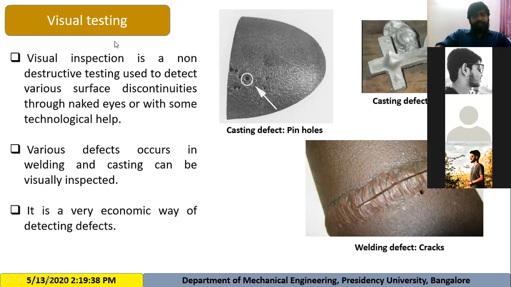Another thing about visual testing is that it is a very economic way of detecting defects. Here you don't need any sophisticated instrument. Simply you have to see by your naked eyes, so it is very economic, and no cost is involved. If you take some technological help like lenses, some cost will be involved for the lenses, but that too is very low.